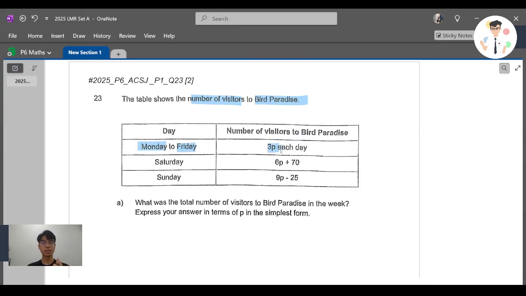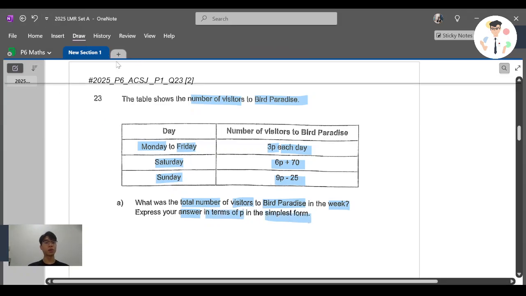Now remember the keyword here is each day. Each day means Monday 3p, Tuesday 3p, until Friday, so 3p. Saturday 6p plus 70, Sunday 9p minus 25. A. What was the total number of visitors to Bird Paradise in this week? Express your answer in terms of p in the simplest form.